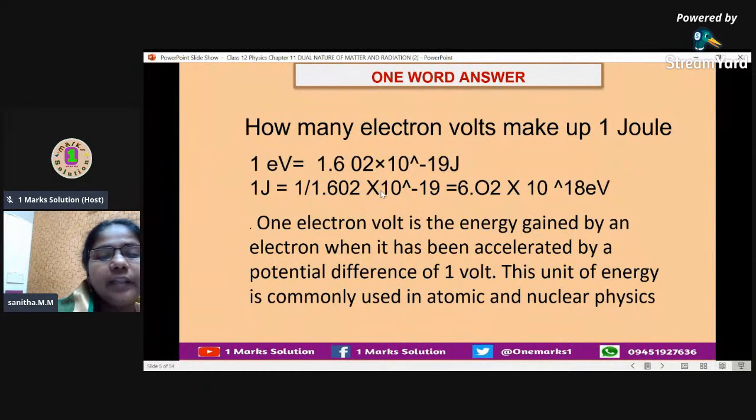Now, I'm just giving the description for 1 electron volt. What is 1 electron volt? All should know that. 1 electron volt is the energy gained by an electron when it is accelerated through a potential difference of 1 volt. So this unit of energy, I'm again repeating, the electron volt, is commonly used in atomic and nuclear physics. So we are dealing with that chapter.